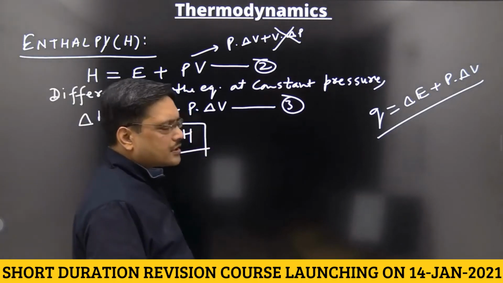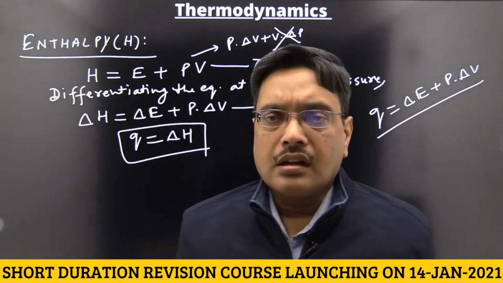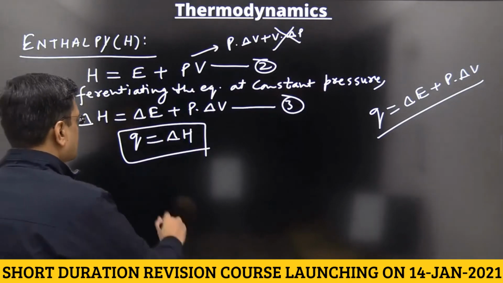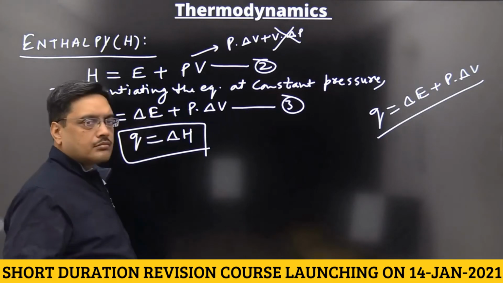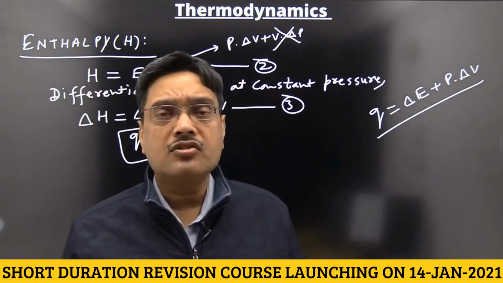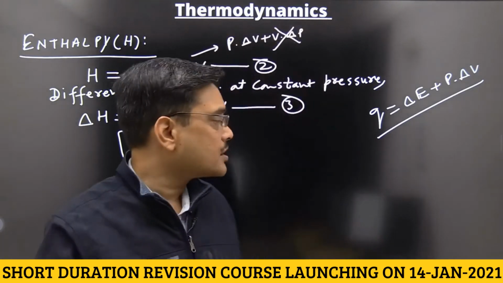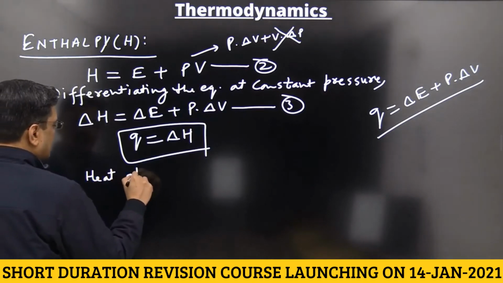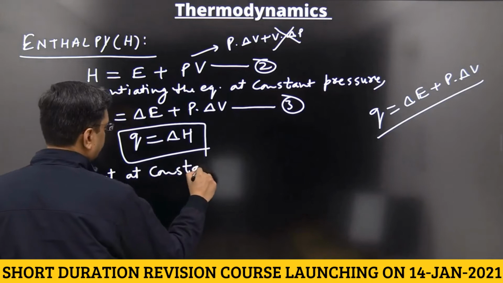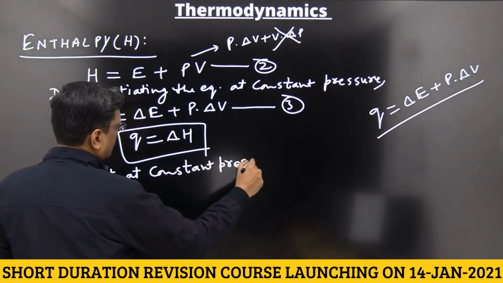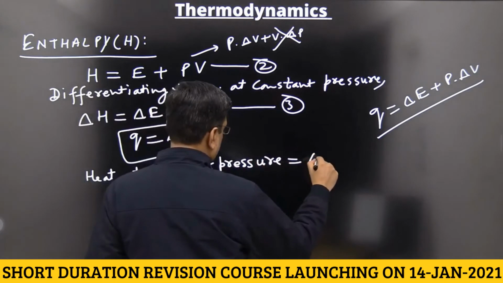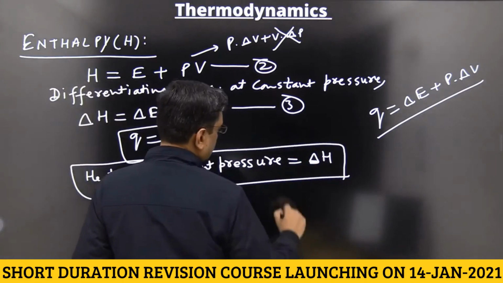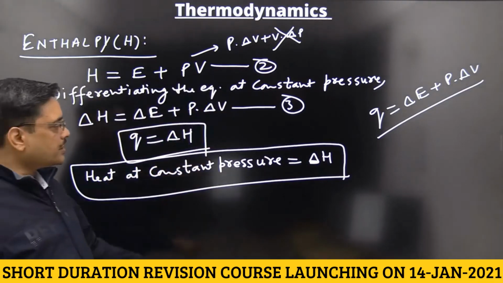Combining the first and third equations, Q is equal to delta H, and both equations are present at constant pressure. So the amount of heat supplied to the system is equal to the change in enthalpy, or heat of reaction at constant pressure. So we can say that if heat at constant pressure is given, these two things are important. Heat at constant pressure means delta H, and heat at constant volume means delta E.